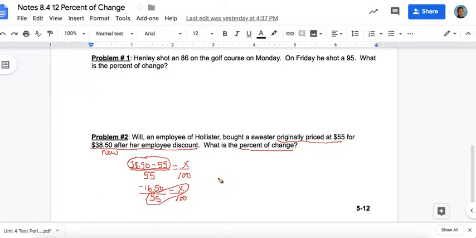55 times x is 55x. Negative 16.50 times 100 is negative 1650. And the last step is to divide by 55. 55 divided by 55 is a 1 in disguise, so x equals negative 30%. Or you could write a 30% decrease.